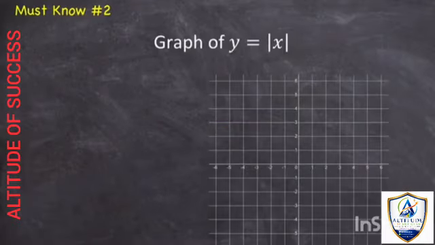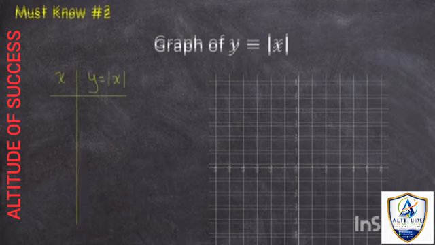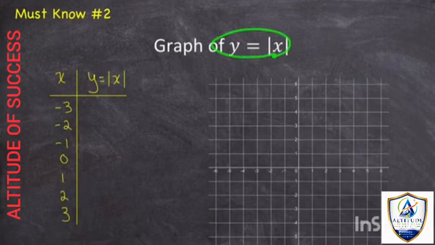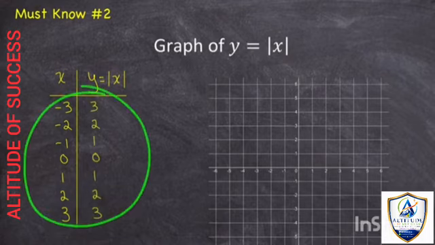Must know number 2, the graph of y equals the absolute value of x. To see what its graph looks like, let's start by making a table of values. To see the shape of the graph, I'm going to choose x values between negative 3 and 3. And then for this function, I can calculate the y values by doing the absolute value of each of these x values, which means make them all non-negative. That gives us each of those values' distance from 0. And now I can go ahead and plot all of these points on my graph.